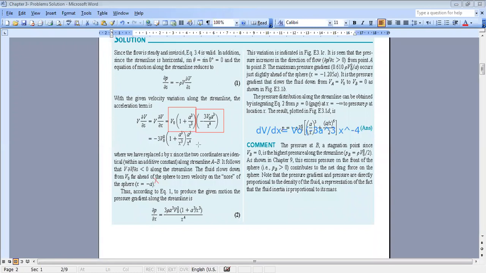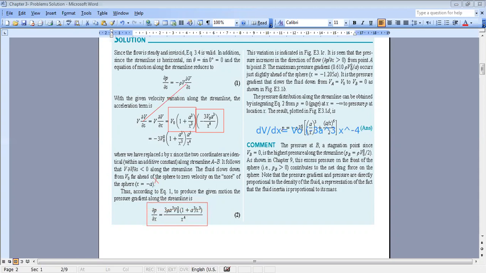Now, the next step is to just replace in this equation. So you replace V del V by del X in this equation, okay? And once you replace, you get the expression of del P by del X. So here del P by del X is given by the following formula. As you can see, this is the gradient of pressure along X.